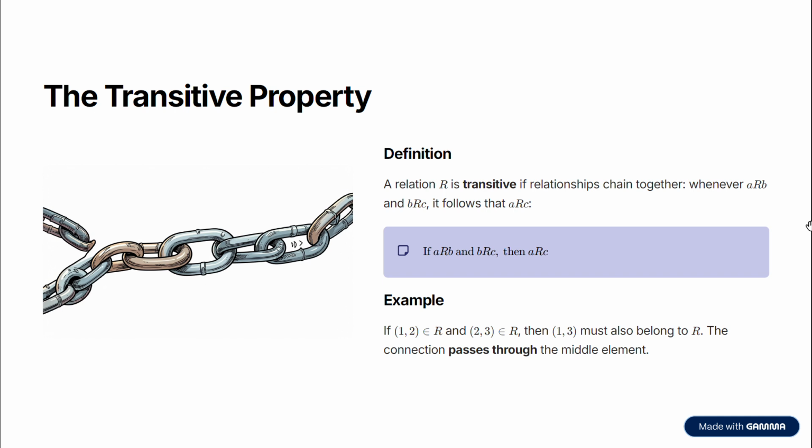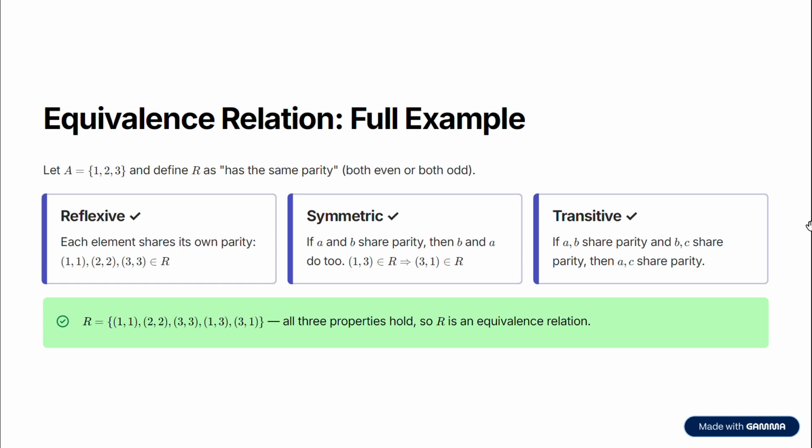And the transitive property. The definition: a relation R is transitive if relationships chain together. Wherever a is related to b and b is related to c, it follows that a is related to c. For example, if I have a relation R which contains the ordered pairs (1, 2) and (2, 3), then R should contain (1, 3) to satisfy the transitive property.